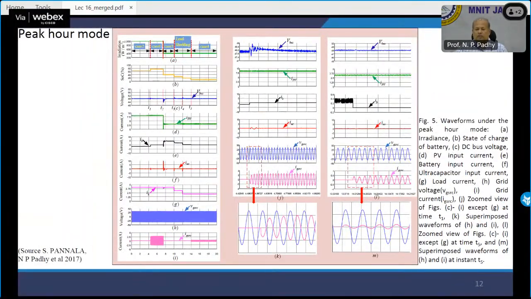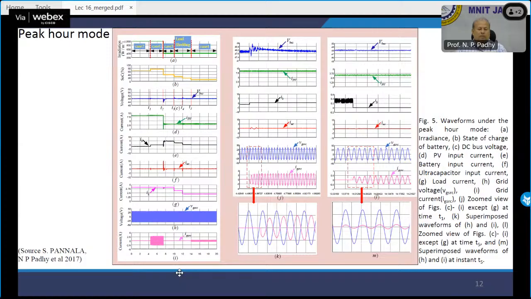So what we're doing here is that we have many figures, A, B, C, D, E, F, G, H, I. The waveforms under the peak hour mode: A, irradiance; state of charge of the battery; DC bus voltage; PV input current; battery input current; ultracapacitor input current; load current; grid voltage; grid current; zoomed view of a few figures, that is C to I except G at time T1; superimposed waveform of H and I; and then zoomed view of figure C to I except G at time T5, and superimposed waveforms of H and I at instant T5.